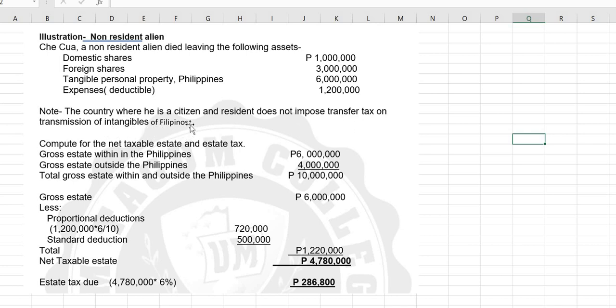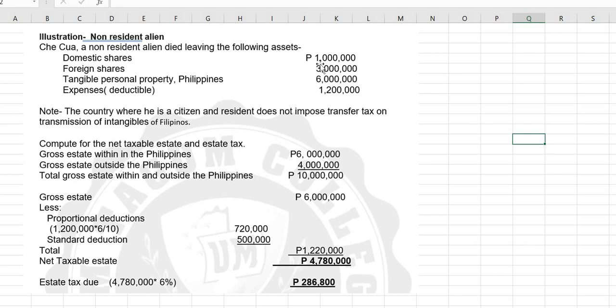So, with reciprocity. As a rule, the intangible personal property of an NRA is within, but it is not included in the gross estate. Okay. So, to compute the taxable estate and estate tax, we have the gross estate within the Philippines of 6 million. Only the tangible personal property in the Philippines. The foreign shares have no situs here, and the domestic shares, since there is reciprocity, are exempt. So our gross estate in the Philippines is only 6 million.